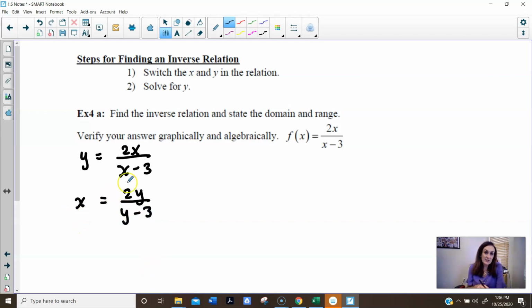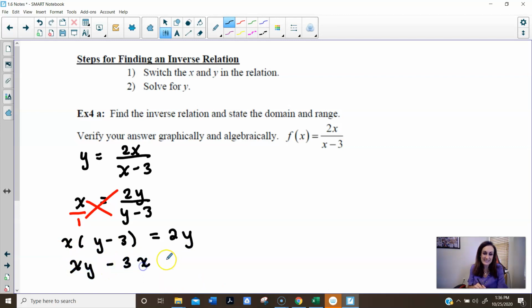So we're going to start. You could just cross multiply if you would like, or you could just multiply both sides by y minus 3. So on the left-hand side, I have x times y subtract 3 is equal to 2y. Let's distribute that x. So now I have xy subtract 3x is equal to 2y. I'm going to come back up here. So now I want to try to gather all my y's together on the same side.